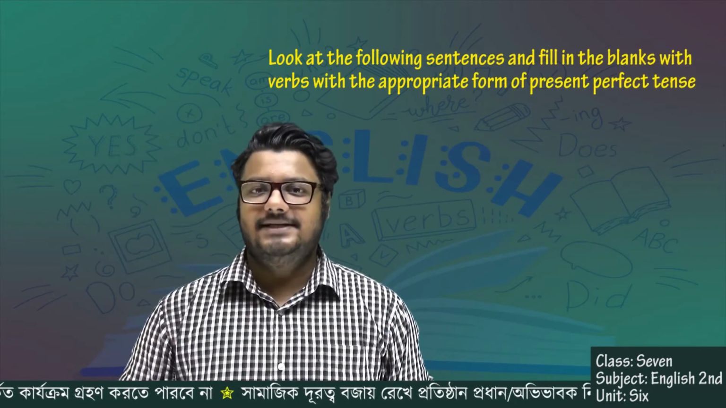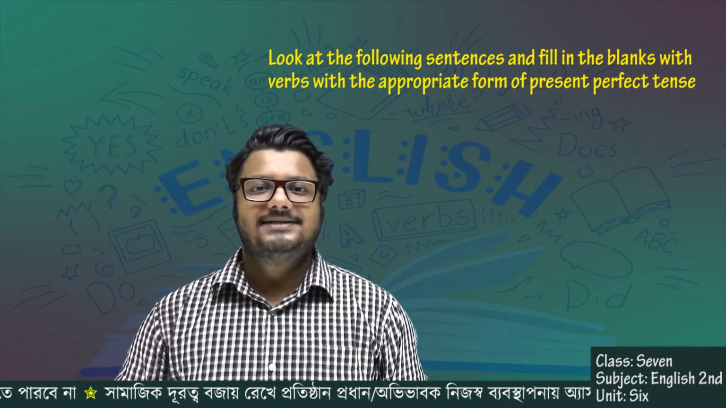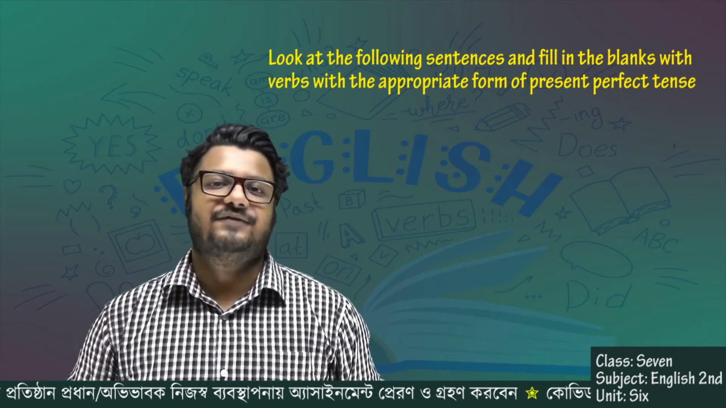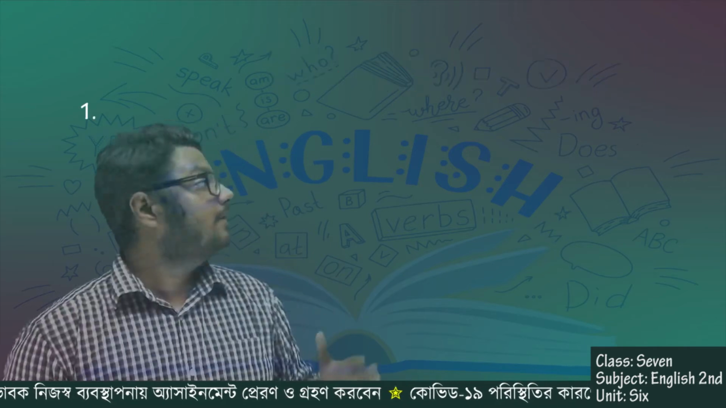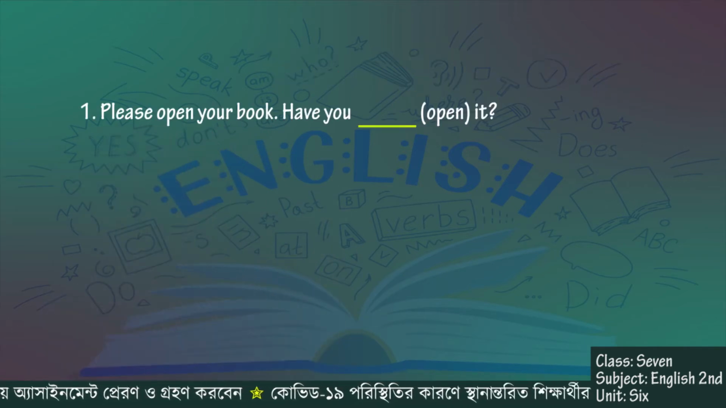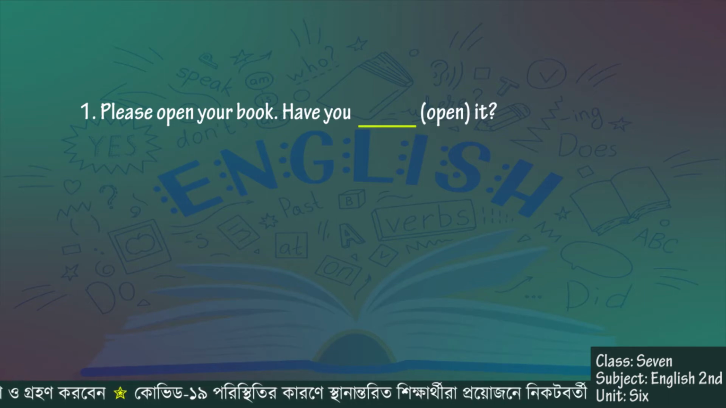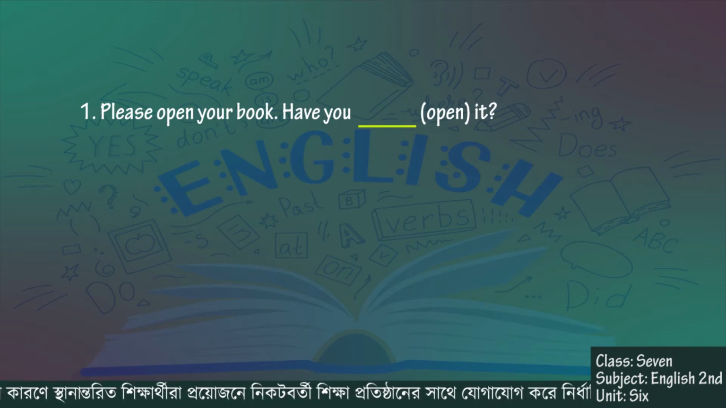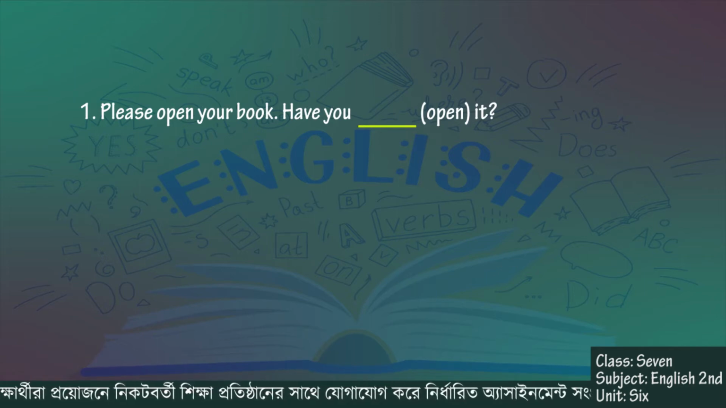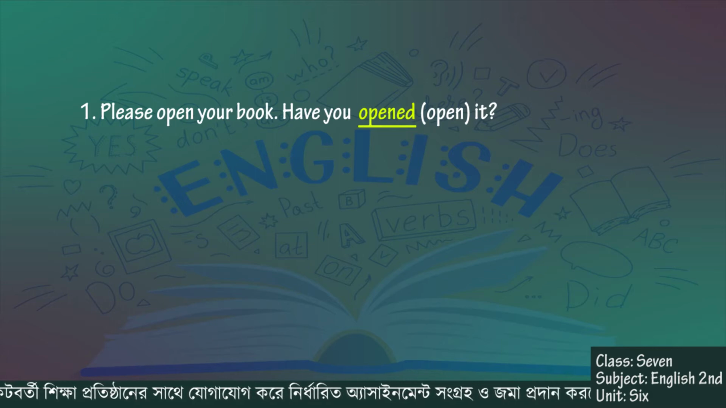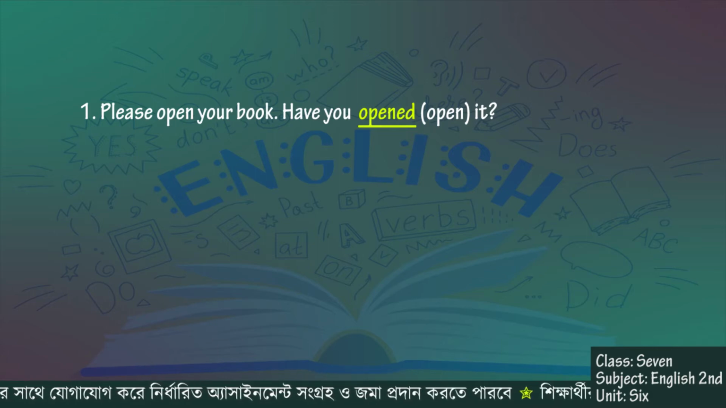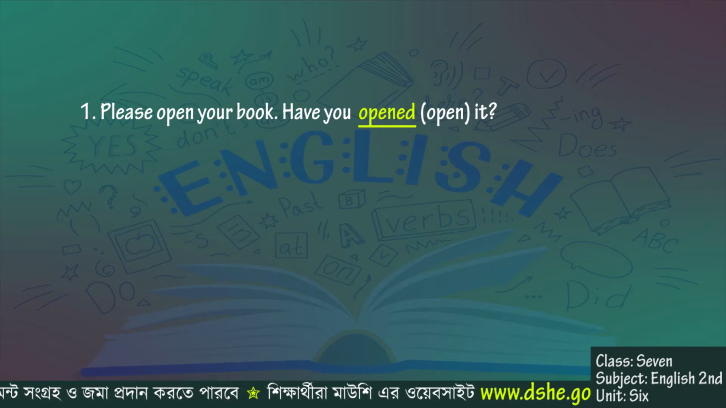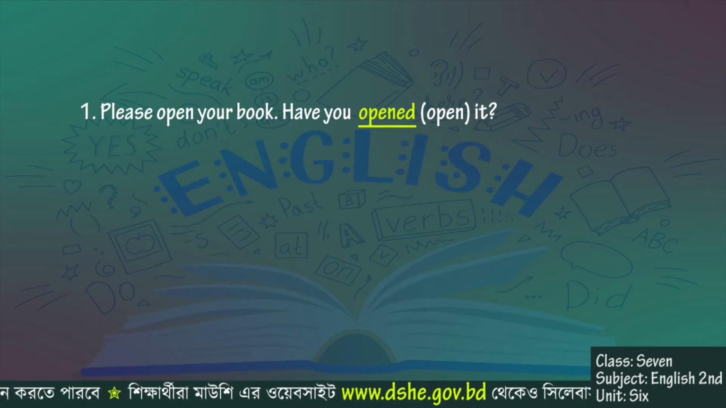Now, look at the following sentences and fill in the blanks with verbs in the appropriate forms of the present perfect tense. Number 1. Please open your book. Have you dash it? A hint is given for you inside the bracket: open. So the answer will be opened. Why opened? Because opened is the past participle form of the verb open. So the answer will be, have you opened it?